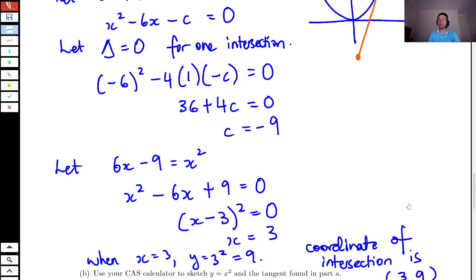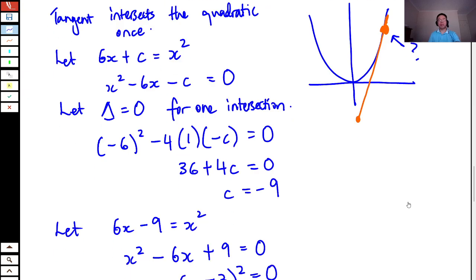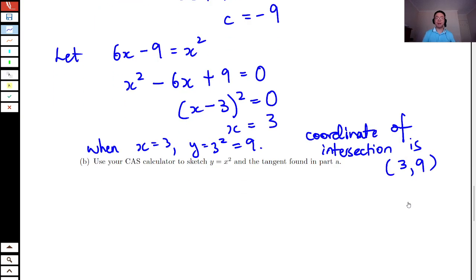So just looking at this rough picture that I've drawn, that makes sense. I should have a negative y-intercept, negative 9, and you might not be convinced that this actually works. So that's why I've included this second part here.